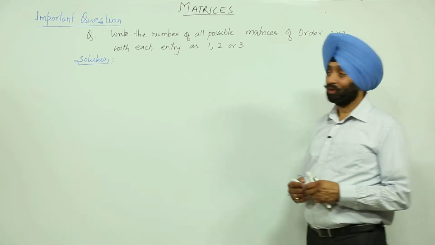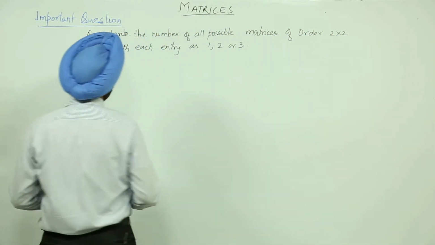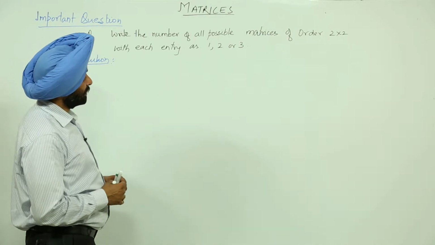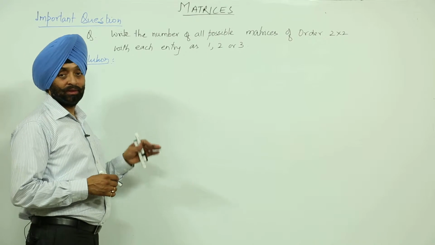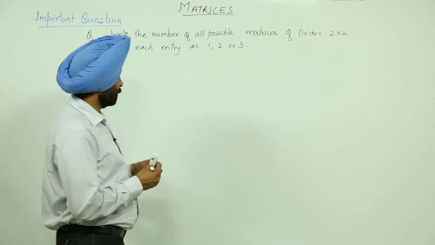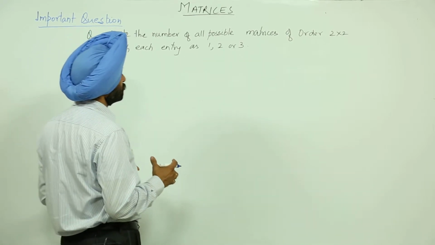Next question for 1 mark. The question is, write the number of all possible matrices of order 2 by 2 with each entry as 1, 2 or 3. Okay. So, a simple question for 1 mark.